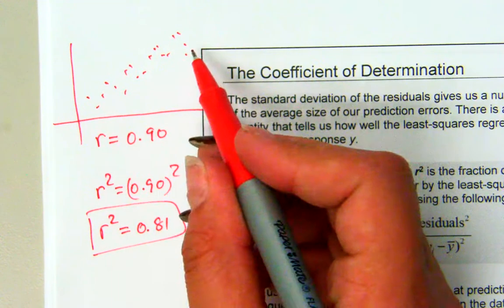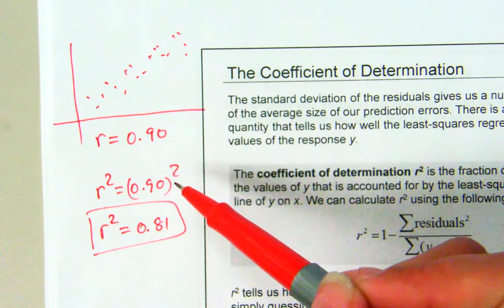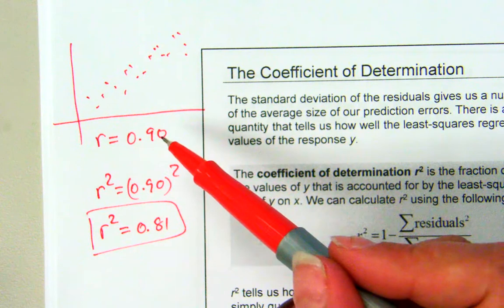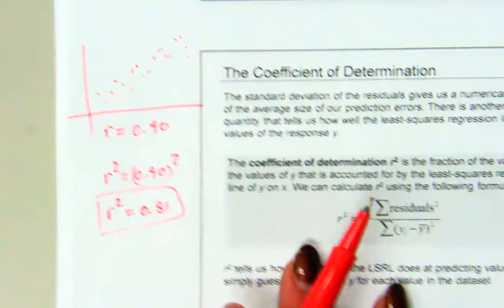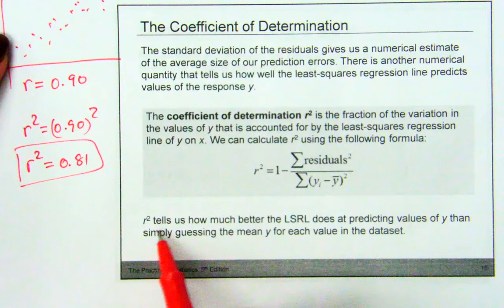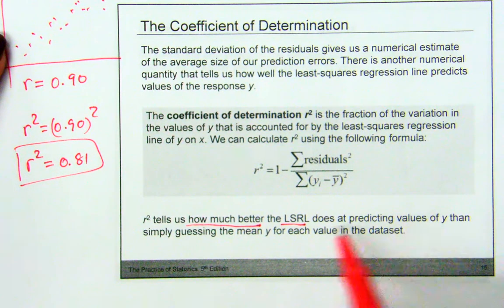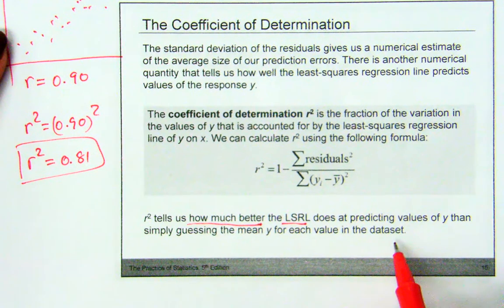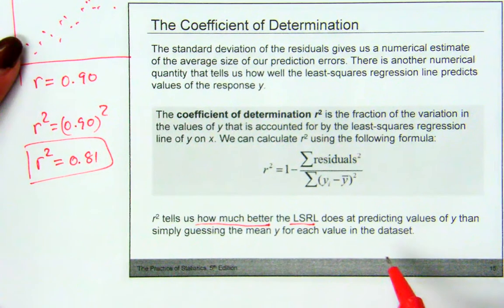If you know you have a positive association, let's say R is around 0.9, I'm just making something up, R squared is just squaring your correlation, and you have 0.81. Now, R squared, and this is your interpretation, tells us how much better the least squares regression line does at predicting values of y than simply by guessing the mean y for each value in the data set. And I'm going to do one example in the next one so you can see exactly what it is that you're supposed to write down.